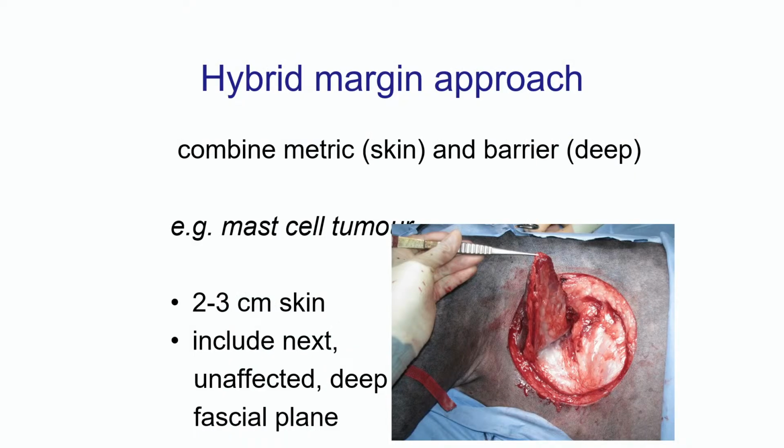So, mast cell tumour, and I'll show you this case from start to finish. Speed it up, you'll be glad to know. Just kind of go through how you put all this together into how you manage a case. But mast cell tumour, for example, then what we'll be looking for is something like a 2 to 3 centimetre peripheral margin or radial margin around the mass of skin.